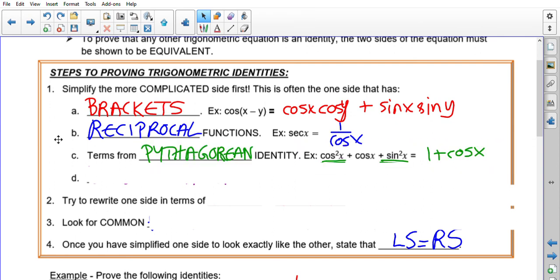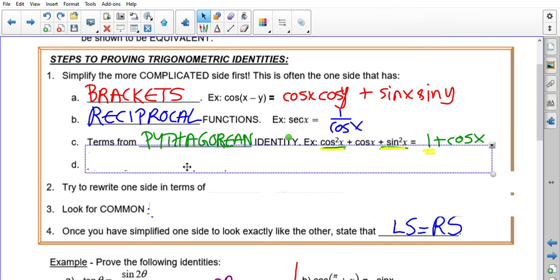The third tip, always look for terms from the Pythagorean identity. So for example, here we have cos squared x plus cos x plus sine squared x. Right away my eyes are looking at these two terms. This plus this is equal to 1. So this and this are 1 based on the Pythagorean identity. So I can rewrite this formula as 1 plus, and then that cos x stays.